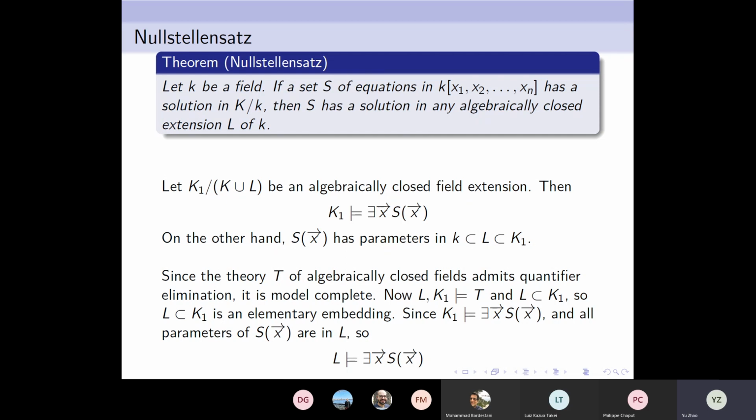So this is a very interesting approach. We can see how model theory helps number theory. Yeah, so that is my presentation, and thank you. Any questions?